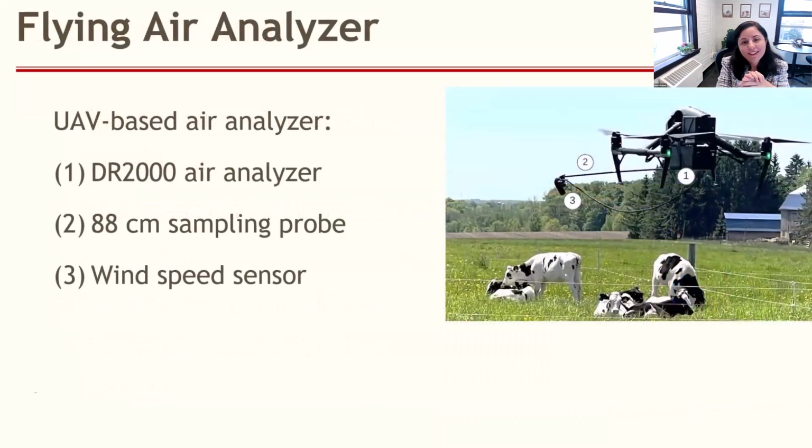All right, so this is the drone we used. This is one of the dairy pastures we visited, the Marshville site. This is a regular drone, and there is a black box under the drone. It is our air analyzer, which is attached to the drone. And you see that long tube; it is our sampling tube. At the end of the sampling tube, you see our wind sensor, so we can measure the wind speed and wind direction.